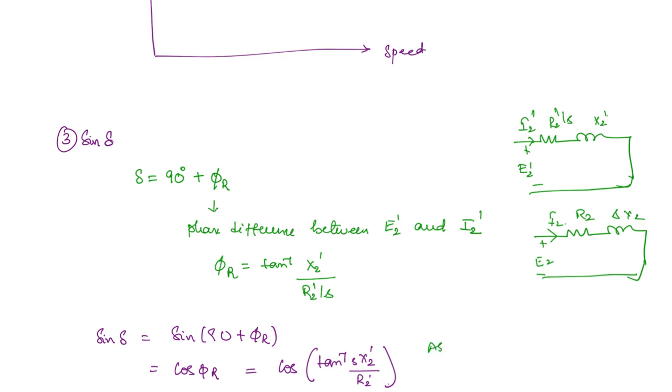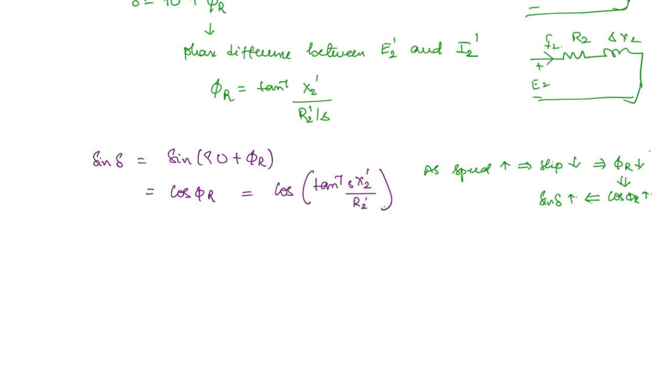What will happen as speed increases? As speed increases, slip will fall, and when slip falls, what will happen to this angle phi r? It will also decrease. This means that cos phi r will increase. Cos phi r is nothing but sine delta, so sine delta will also increase. So as speed increases, sine delta will increase. What will be the highest value of sine delta? It will be equal to 1.